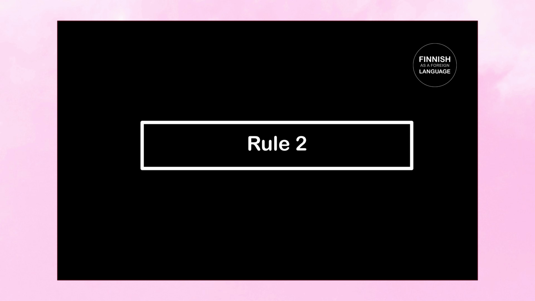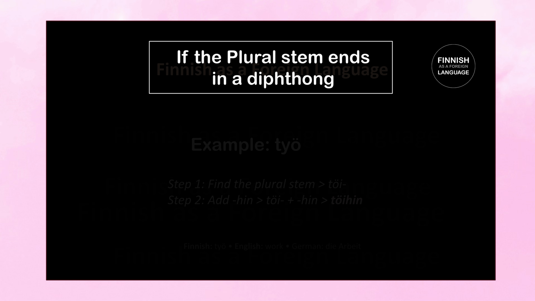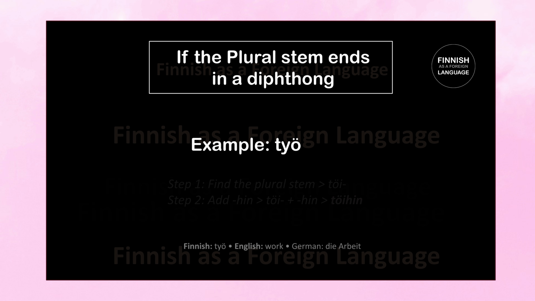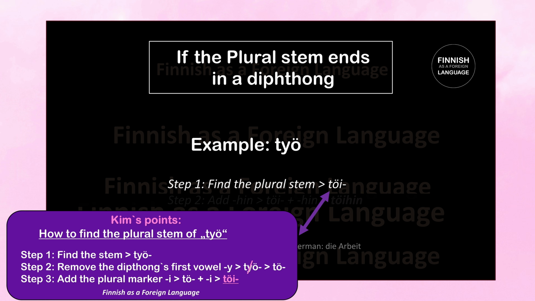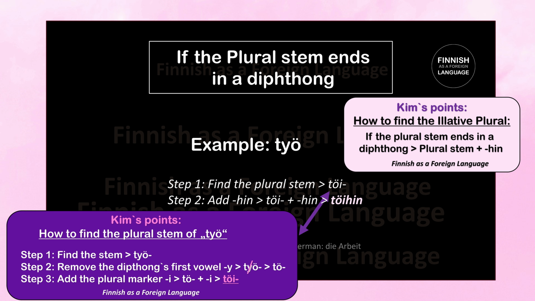Next one, rule number 2 of the illative plural. What if the plural stem ends in a diphthong? For example, työ, which means work in English. In the first step again, we have to find the plural stem, which is työi. Then in the second step, we add hin to it. So we have työi plus hin and we get työihin. Työihin means to work. So to sum it up, how do we get the illative plural if the plural stem ends in a diphthong? The structure is plural stem plus hin.